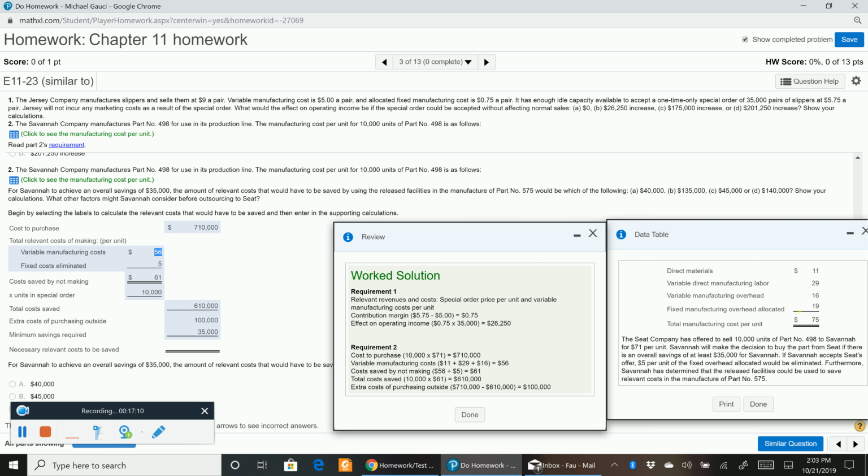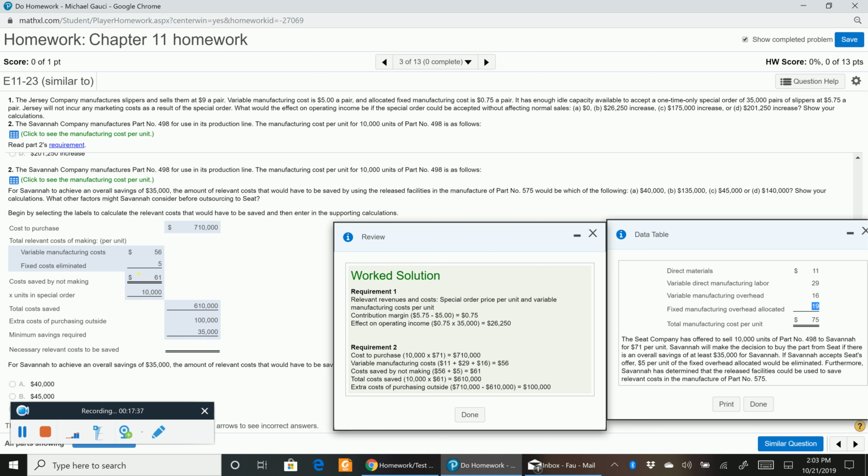Now, how about the fixed cost? Normally, the fixed cost would be irrelevant, unless there is a difference between the two alternatives. And down here, we said if we accept the seat's offer, $5 of the fixed overhead would be eliminated. So only $5 out of the 19 would actually be different between alternative 1 and 2.